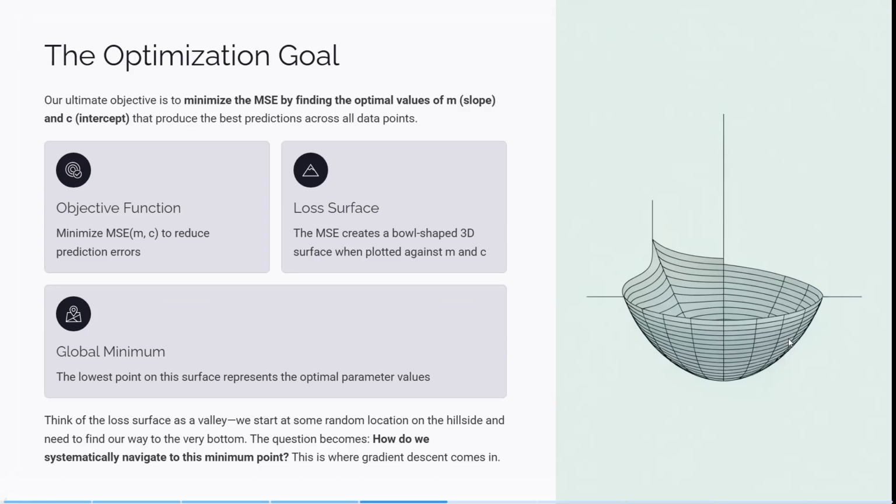Our mission is clear, that is to minimize the MSE by finding the perfect values of m and c. If we could visualize MSE as a surface plotted against all possible m and c values, it would look like a bowl or valley. The lowest point in the bowl is the global minimum, where the prediction error is smallest. But we can't check every combination of m and c. That would be impossible. So instead, we need a smart way to navigate down the hill to the bottom, and that's exactly what gradient descent does.